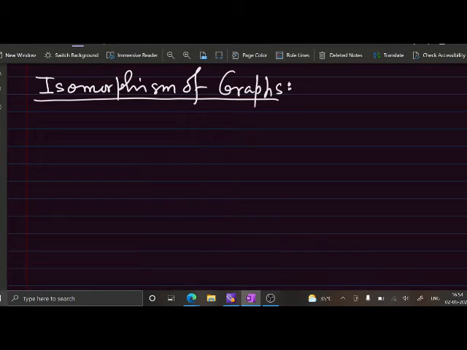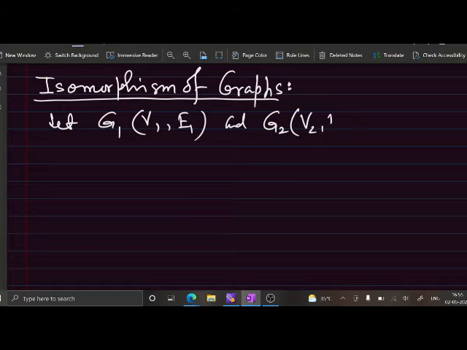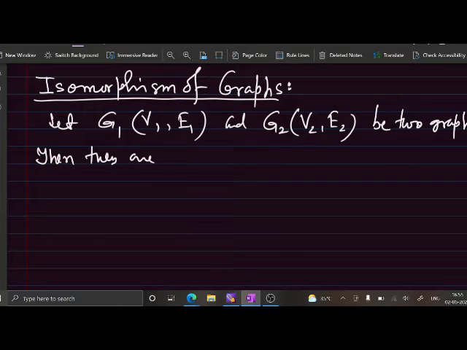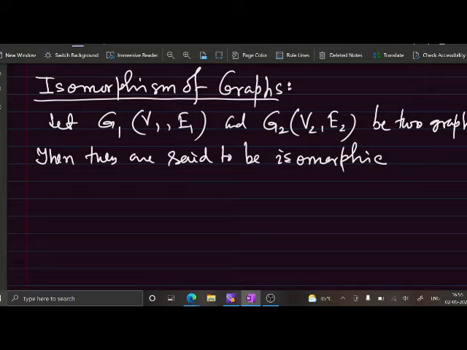So let us suppose that two graphs are given, G1 = (V1, E1) and G2 = (V2, E2), be two graphs. Then they are said to be isomorphic.